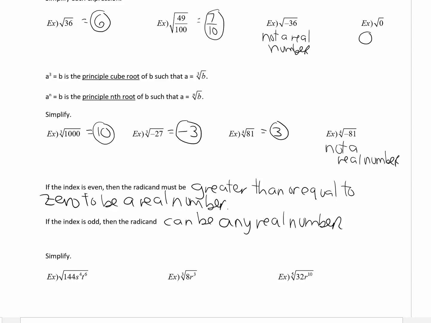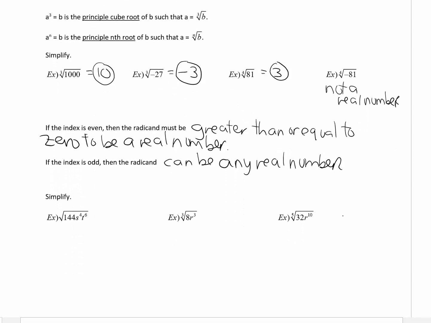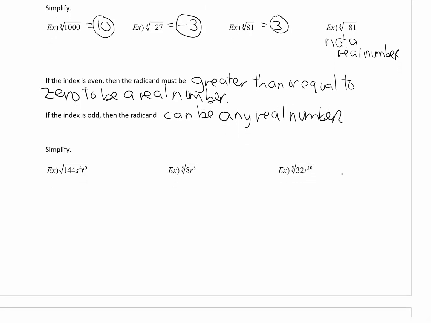Okay, so now I want to simplify where there are variables under the radical. So let's take a look at the square root of 144, s to the fourth, and t to the sixth. Well, the square root of 144 is 12, because 12 times 12 is 144. So what value times the same value gets me to s to the fourth? Well, that is s squared, because s squared times s squared. Remember, when you multiply exponents, you add the powers. That's 2 plus 2 is 4.